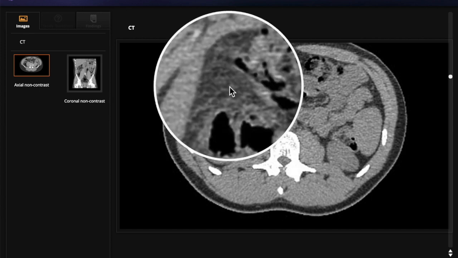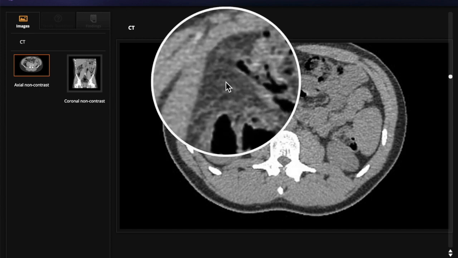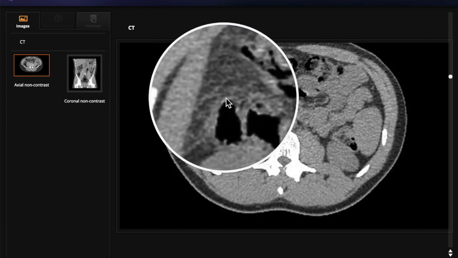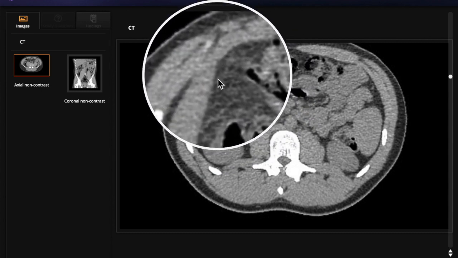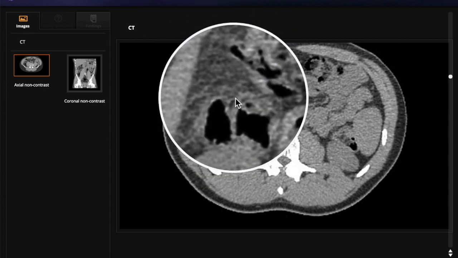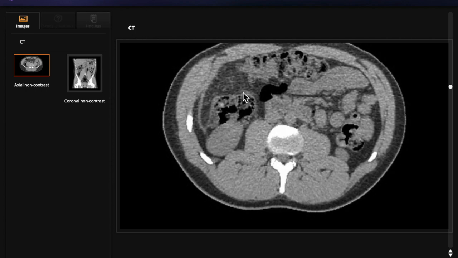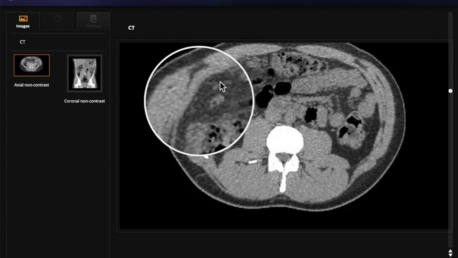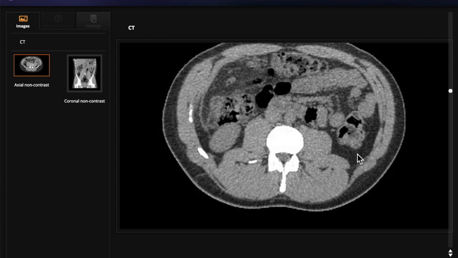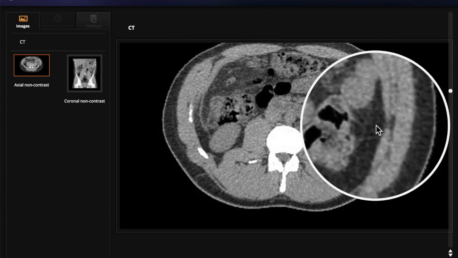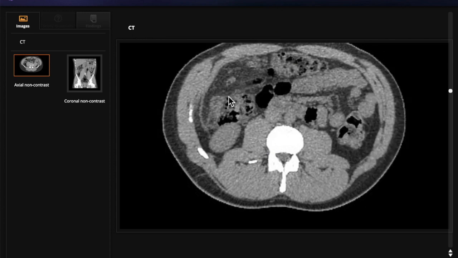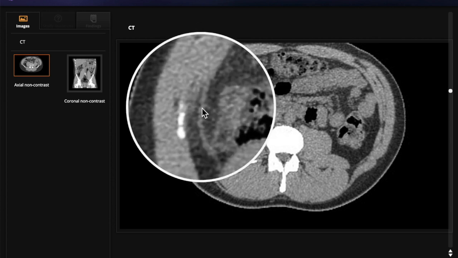As you're scrolling through, you might catch your eye that in the right upper quadrant there's a little bit of subtle inflammatory stranding in the fat there. And as I scroll up and down, I think you'll agree if you compare the fat over here to, say, the fat over here, it's a little bit more dense on this right-hand side. There's also some subtle peritoneal thickening there.